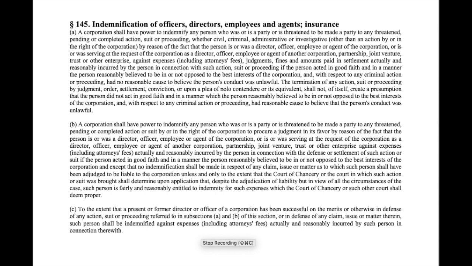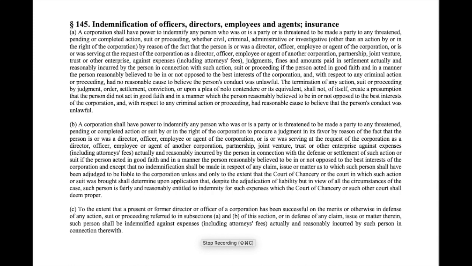And that's really very simple, because if the action is by or in right of the corporation, that means you've breached an obligation that you owe directly to the corporation. So it would be kind of ridiculous to make the corporation then indemnify you for your own attorney's fees and expenses.